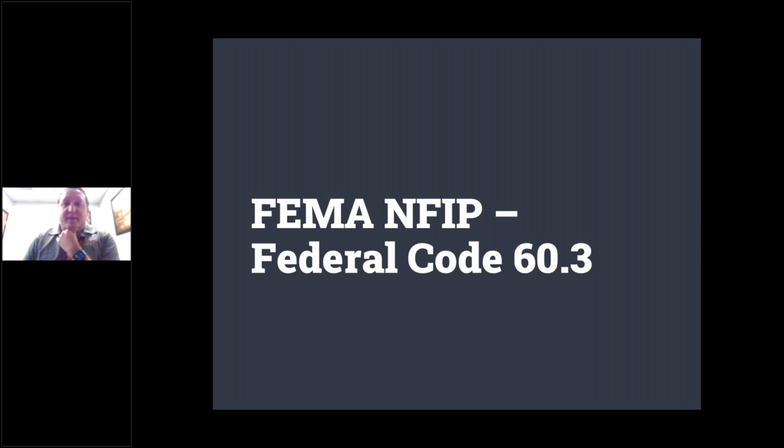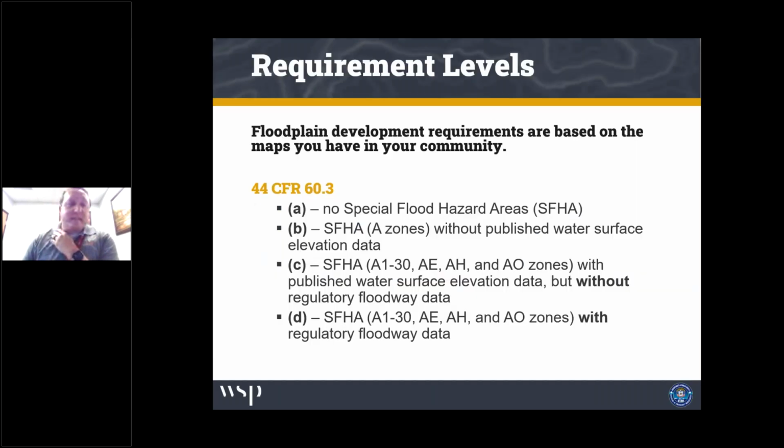So let's talk a little bit about the code. Federal Regulation 60.3 has different sections, generally referred to as A, B, C, and D. Each of these sections has its own nuance in terms of when letters of map change are required, or the level of effort that has to go into those letters of map change. Under Section A, the no special flood hazard area, 60.3(a) covers areas where no special flood hazard has been established on a map.